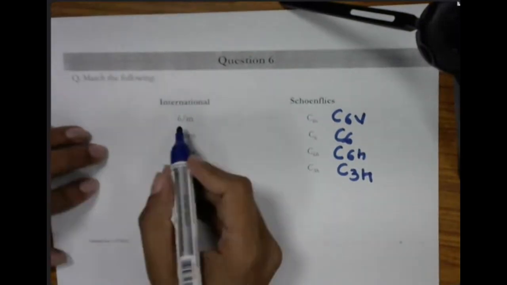Yeah. So here we are. A simple question. I hope it is visible. Let me write C6V, C6, C6H, C3H. And this is 6 over m, 6 mm, 6 bar, and 6.